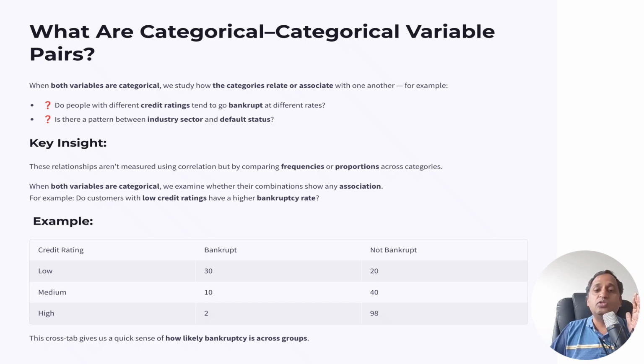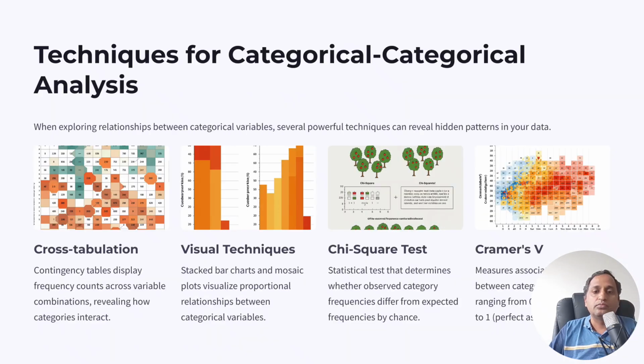Remember, when you are working with two categorical variables, we need to ask ourselves, is there a pattern in how these categories interact? Using cross tabulation will reveal that story very clearly. When we are working with categorical variable pairs, the goal is to explore whether there is a relationship between different category combinations.